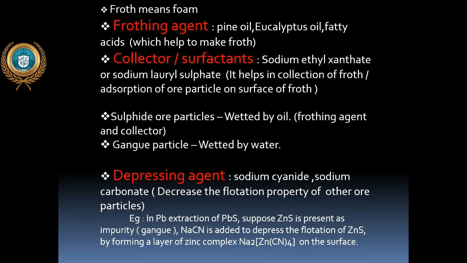Examples of frothing agents are pine oil, eucalyptus oil, fatty acids, etc. Then the collector. Here the collector we have taken is sodium ethyl xanthate or sodium lauryl sulfate. The use of a collector is that it helps in the collection of froth, or the adsorption of ore particles on the surface of froth. Here the sulfide ore particles get wetted by the oil, meaning the frothing agent and collector both adsorb the sulfide ore particles. Then the remaining gangue particles will be wetted by the water.